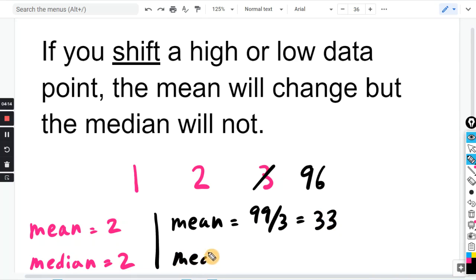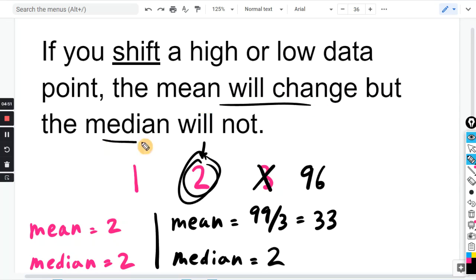However, the median does not change at all. Remember, the median is the number that's in the middle. We eliminated the 3, we have 96, so the median is still 2. So the mean changed a lot. The median did not change at all, because we just removed one of the numbers on the end and replaced it. So the number in the middle didn't change at all. Try to remember that or write it in your notes. Shifting a high or low data point, the mean will change, the median will not.